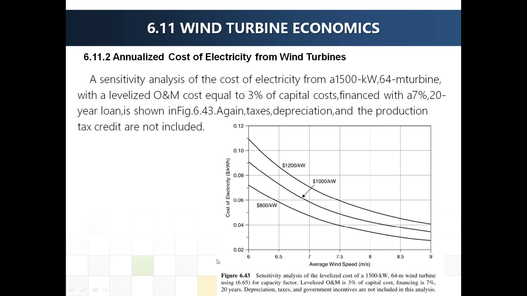As we can see, the sensitivity analysis of the levelized cost of a 1,500 kilowatt 64-meter wind turbine for the given capacity factor shows this different graph with the cost of electricity against the average wind speed, which means that as the average wind speed increases in this area, the cost of electricity for different sizes of wind turbine will decrease.